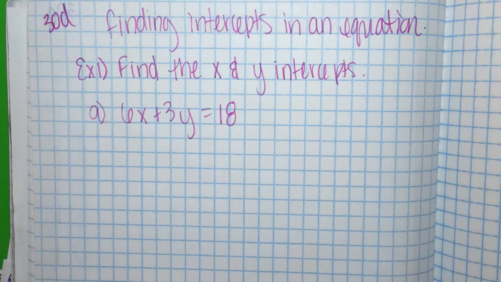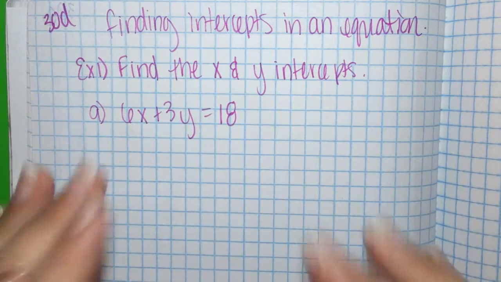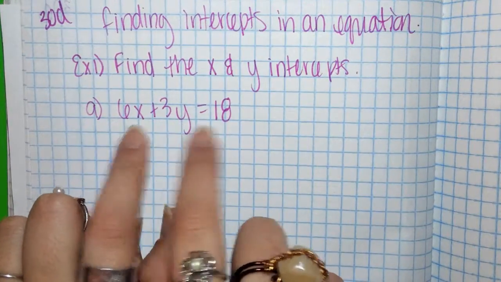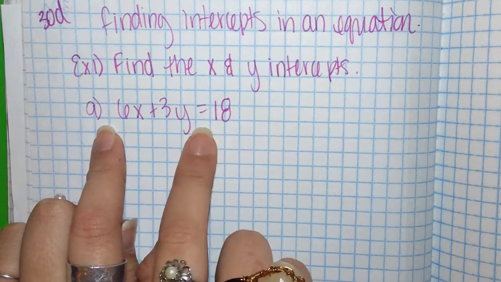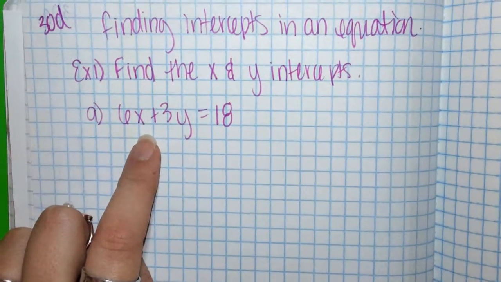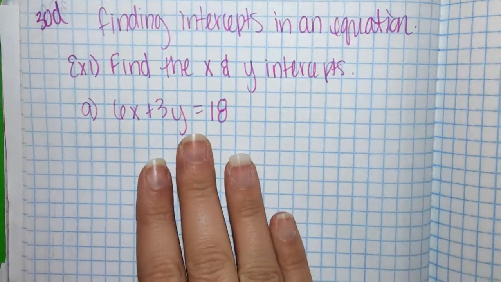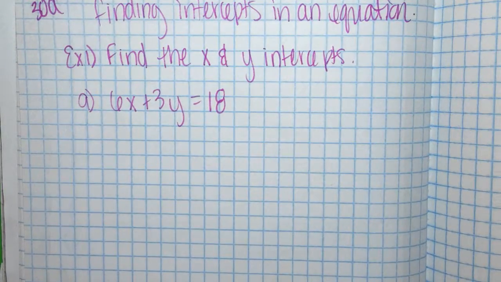Now this time we don't have a graph, we don't have a table, we have what? An equation. And what form is this equation in? Standard form. Good job. So we're going to figure out how to find our intercepts when they're in standard form. Are you guys ready?